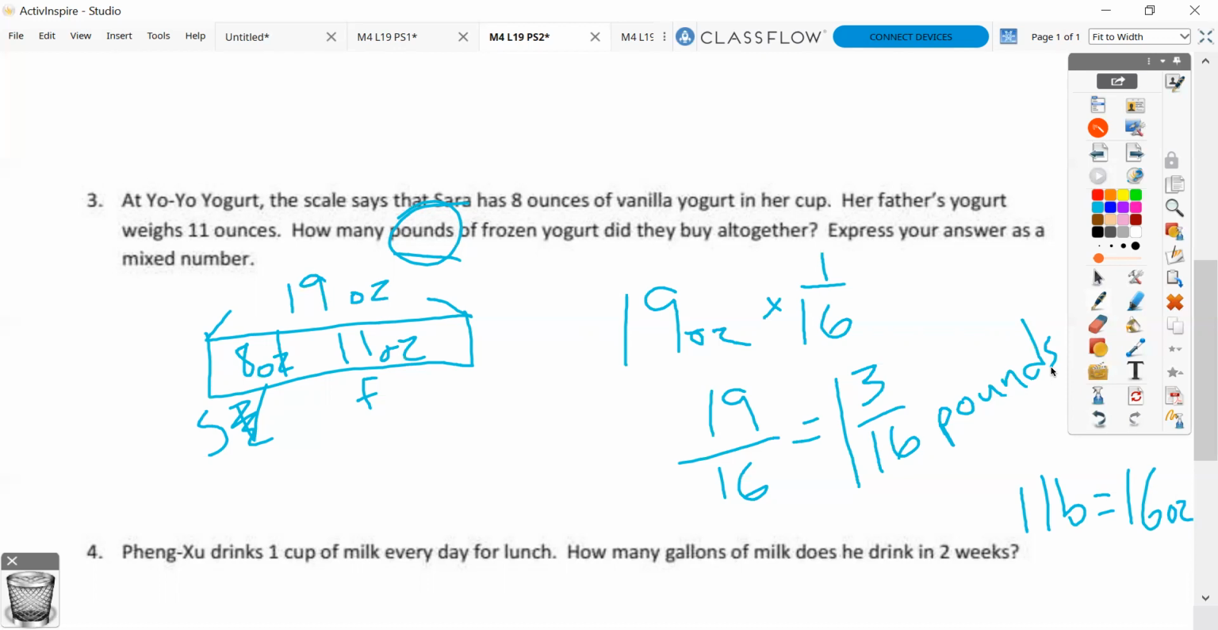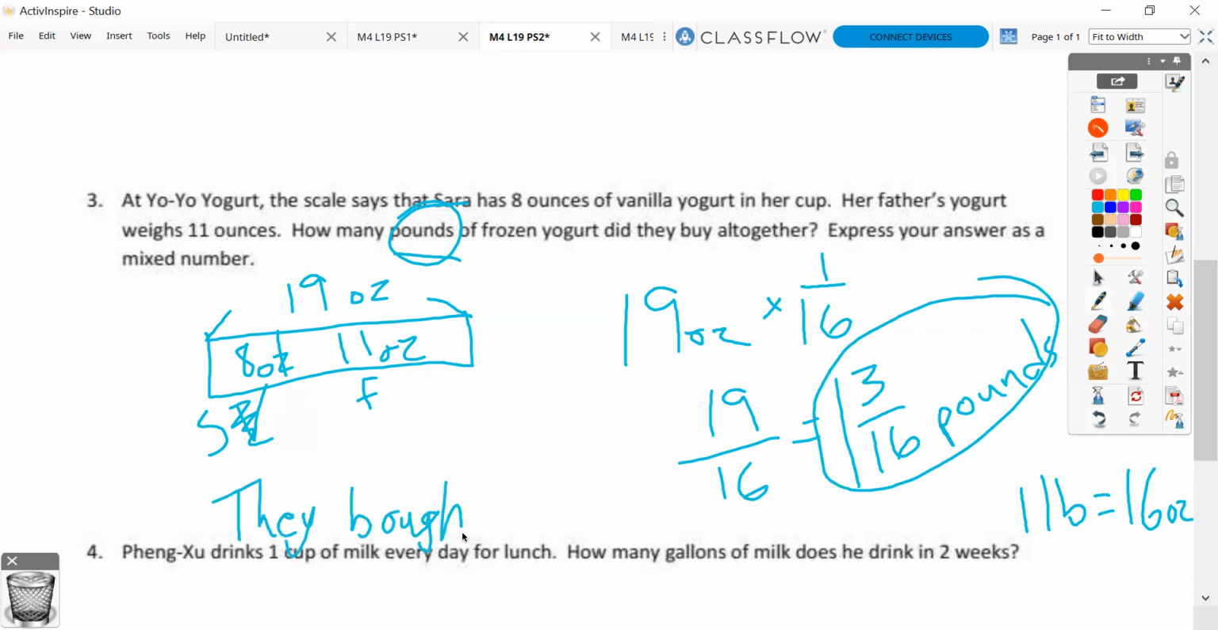Then we need to put that in a statement, right? So they bought 1 3/16 of a pound of yogurt. Sorry, I got really sloppy there.